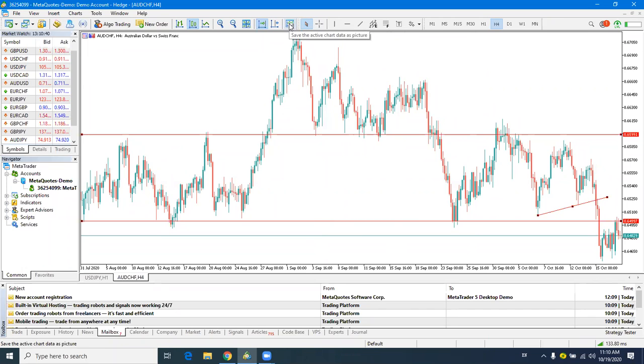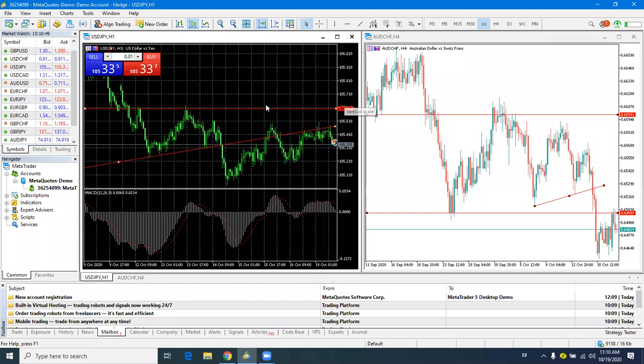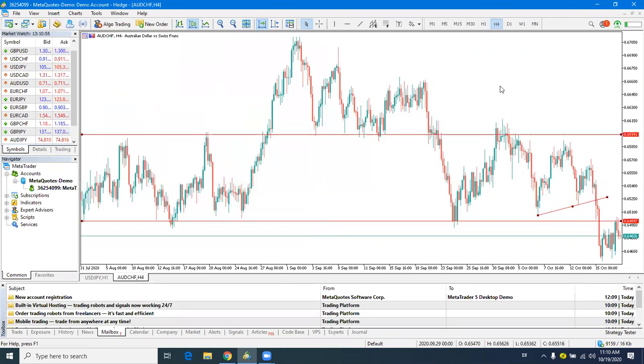You can save your charts here as a picture in case you want to share it with your friends. And then you can arrange windows in over here. You can have different charts right here. Zoom in, zoom out.